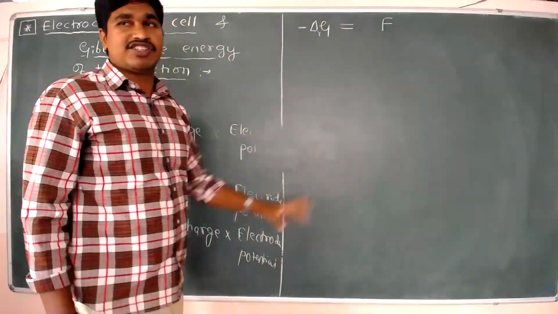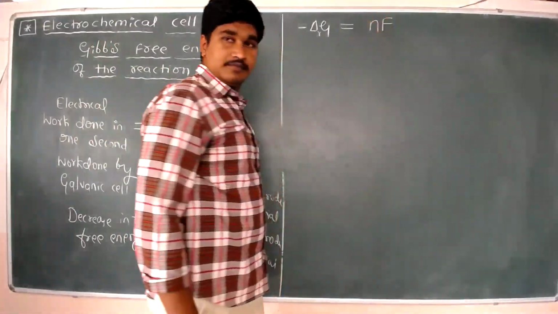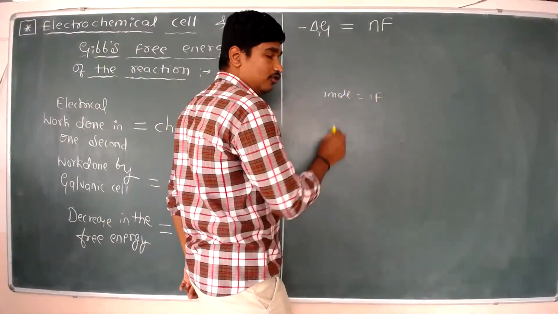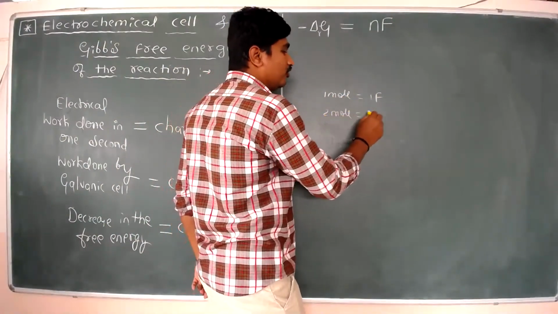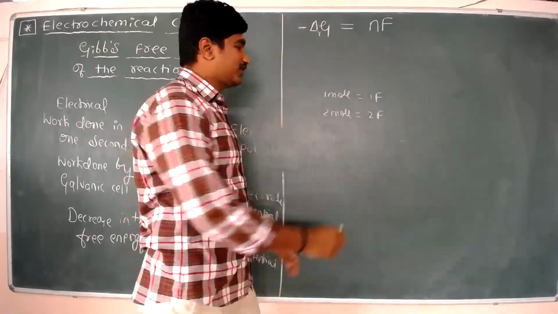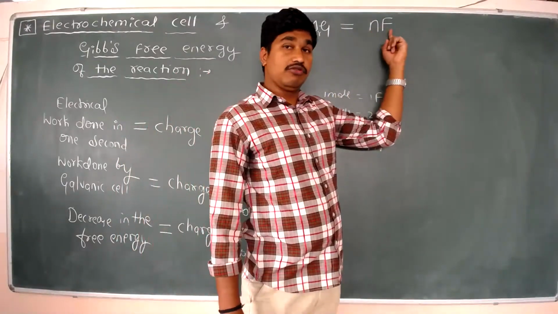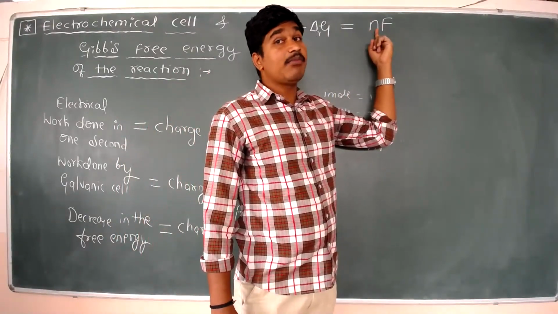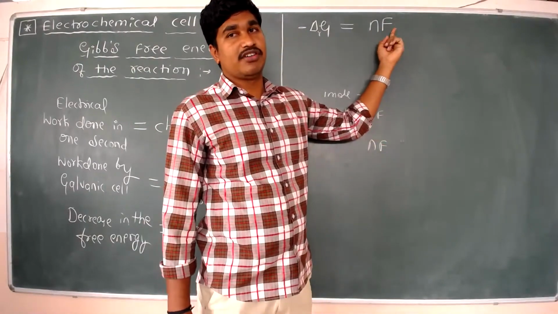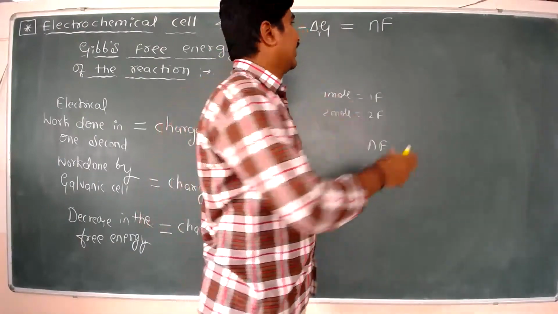If in a chemical reaction, N moles of electrons are there, what will be the total charge? NF. 1 mole of electrons, total charge is 1 Faraday. 2 moles of electrons, total charge is 2 Faraday. Correct? If N moles of electrons are there in the chemical reaction, the total charge is NF. N is the number of moles. F is the Faraday's constant, or you can say it is the charge of 1 mole of electrons.